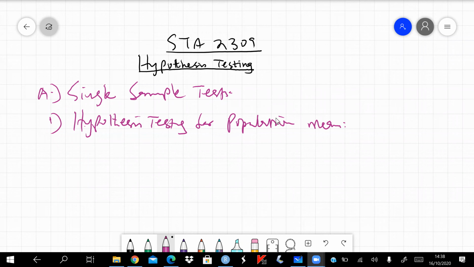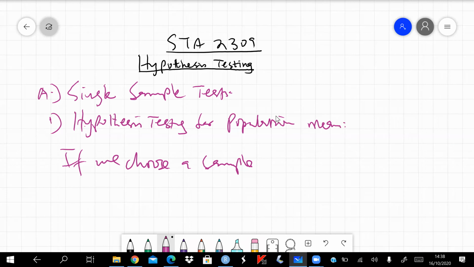So we are continuing on hypothesis testing, and last week we looked at hypothesis testing for the population mean using one sample, and we started by saying that if we choose a sample, so we're just recapping, so you may not need to note a lot of things.